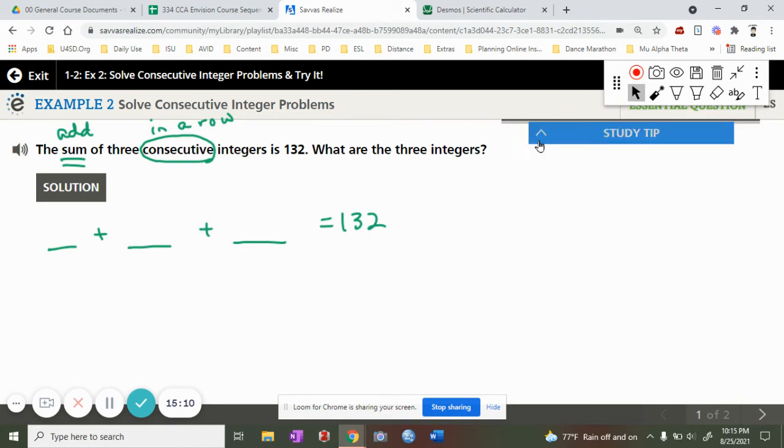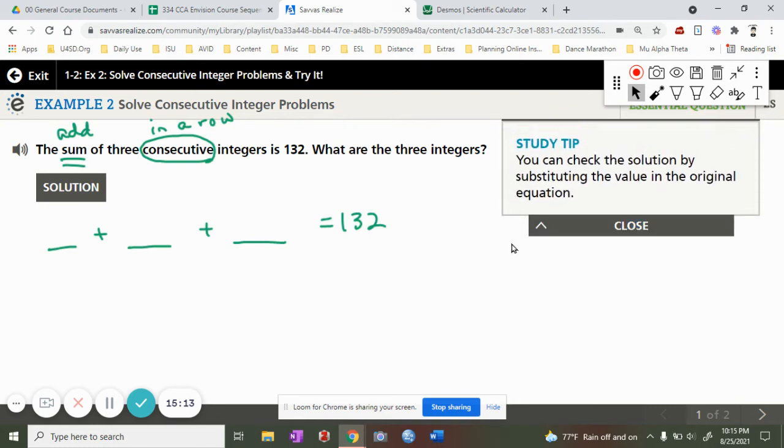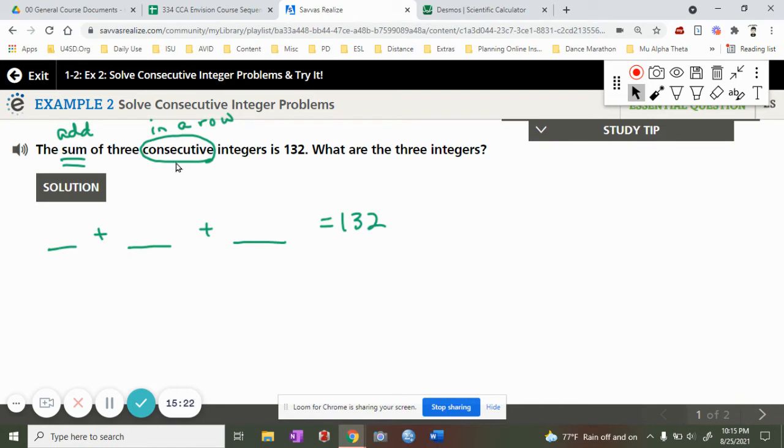All right, what's our tip? We can check the solution by substituting the value into the original equation. Okay, well, to do that, we need an equation. Do I know what my first number is? No. So let's identify a variable. My first integer is going to be x. Let's pretend that this is 2, the number 2. What is the integer next to the number 2?